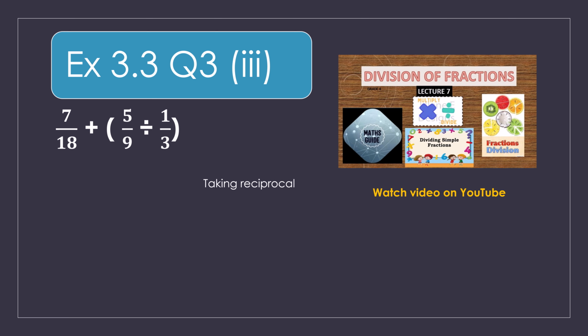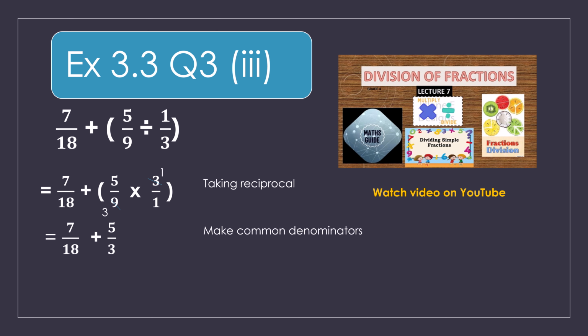Now we can simplify this question more. 3 into 1 is 3 and 3 into 3 is 9. Now we have 7 by 18 plus 5 by 3. As you know, with fractions, we have to make the common denominators for addition and subtraction. And we all know 3 into 6 is 18.